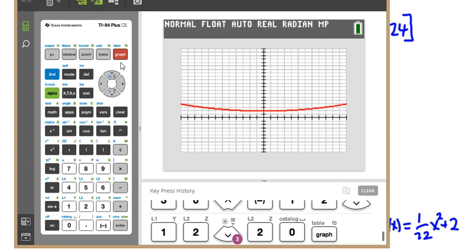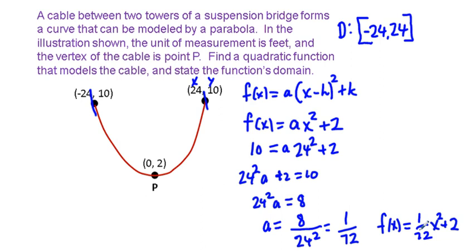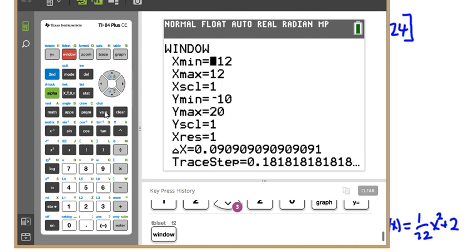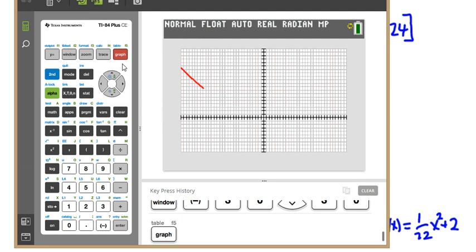I'm not seeing it. I'm missing something. What am I missing? Oh yeah, the x has to be bigger and the y smaller. That's where I messed up. Okay, back here, let's go get our window again. I do need negative 30 here and positive 30 here. And now we're going to be good. The graph looks better.